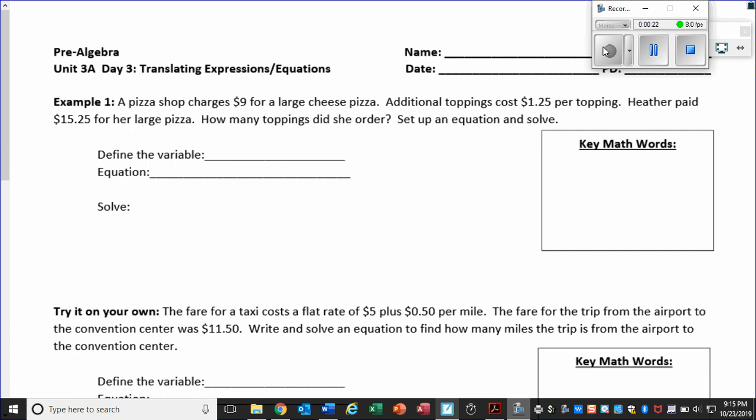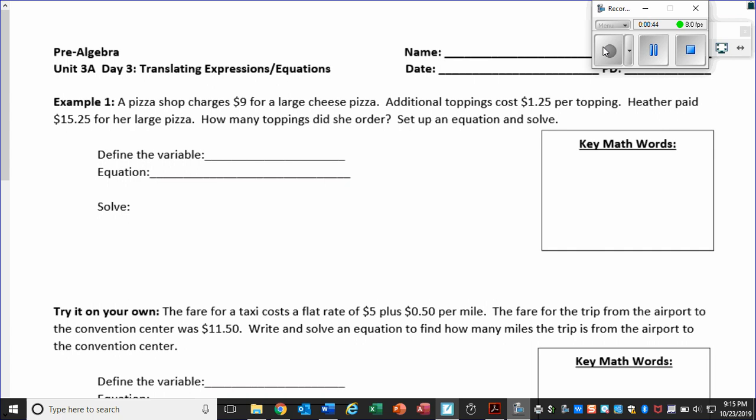So example 1 says a pizza shop charges $9 for a large cheese pizza. Additional toppings cost $1.25 per topping. They cost an additional $1.25. Heather paid $15.25 for a large pizza. How many toppings did she order? Set up an equation and solve it.